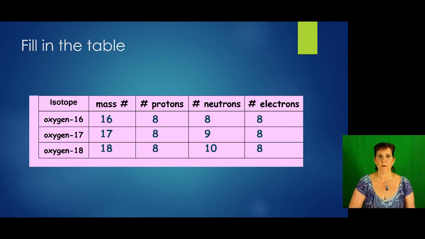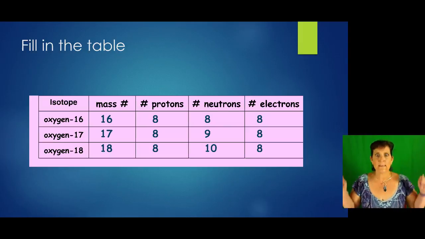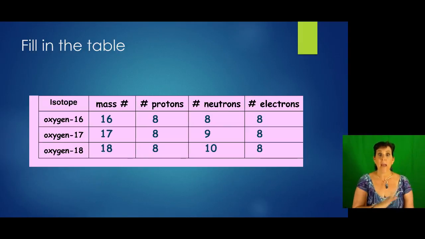Let's look at the answers. There we go. Protons and electrons are all 8. Neutrons are 8, 9, 10. Mass is 16, 17, 18. I hope you filled that in right. We love this table. You will see tables like this on quizzes and exams and homework. Okay, so you need to be able to fill in a table just like this. All right, moving on.